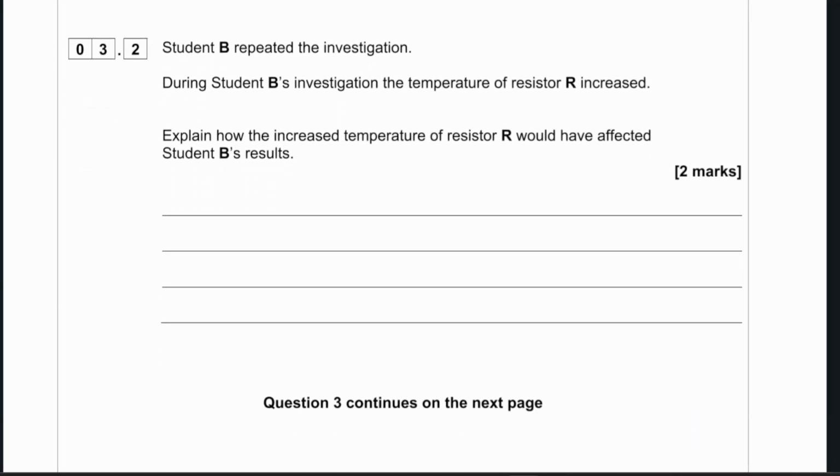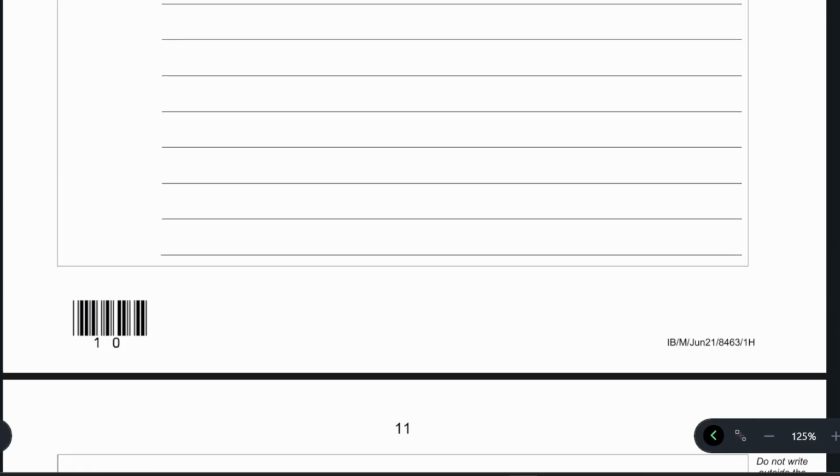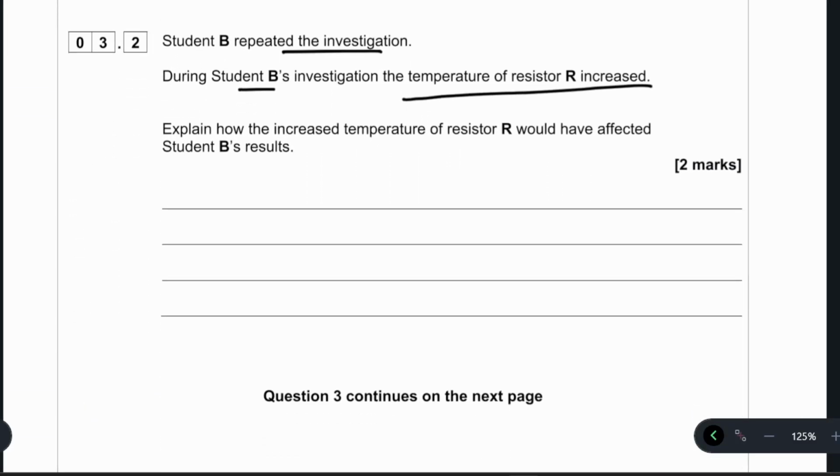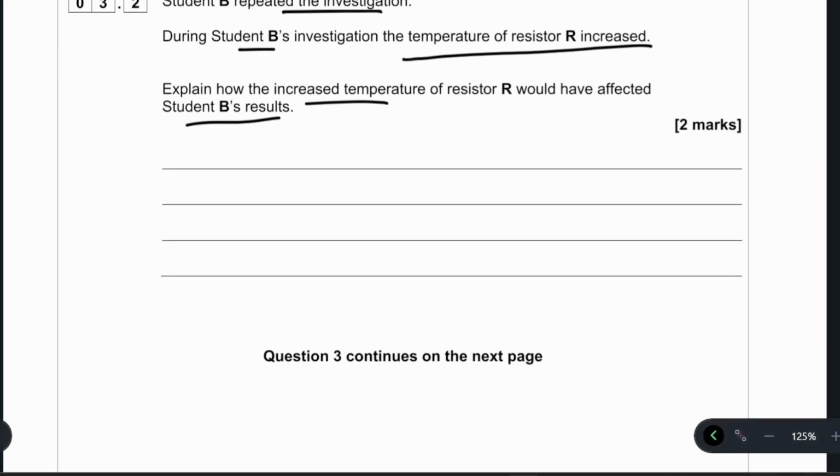Second part, then: the student repeated the investigation, and during student B's investigation, the temperature of resistor R increased. So at first we had student A, and now student B is doing it again, but they found that the temperature of their resistor increased. So what effect would that have on student B's results? If the temperature of resistor R increased, what effect would that have on the results?